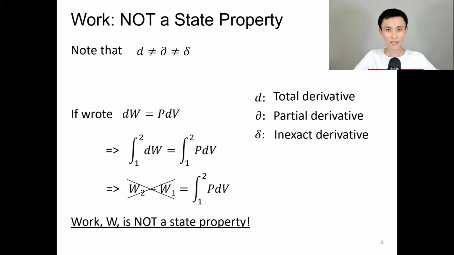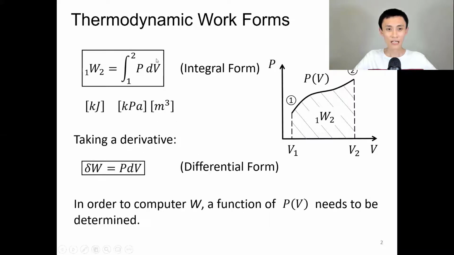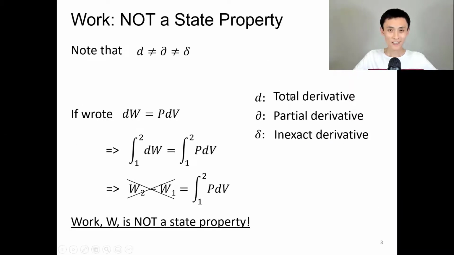The next one: work is not a state property, it's path dependent. If we are given a temperature and a pressure, we cannot determine the work, because work is not a state property. We have to know the path, such as right here, the volume difference. If we don't have a volume difference, then we don't have thermodynamic work. Similarly in mechanics, if you don't have a distance, then you don't have mechanical work.